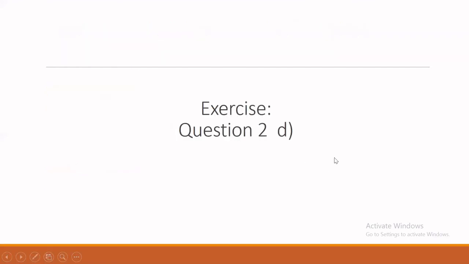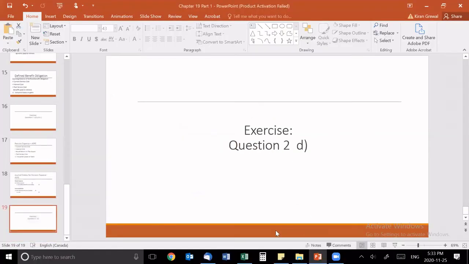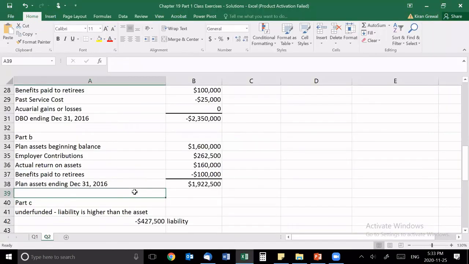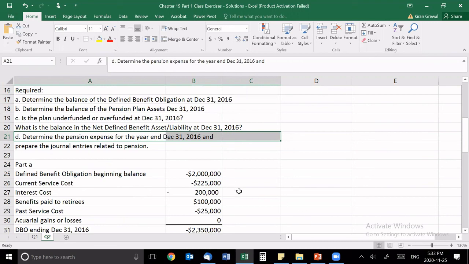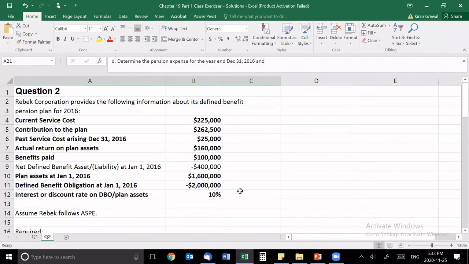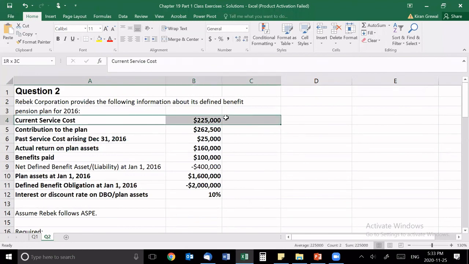All right, so let's try that, figuring out pension expense. It's easier if we have a question to help us. So go back to question 2 and we'll do part D. Part D says, determine the pension expense for the year end 2016 and prepare the journal entries related to pension. So if you just follow my list on the PowerPoint, pension expense consists of our current service cost.